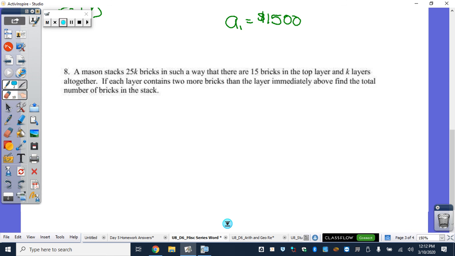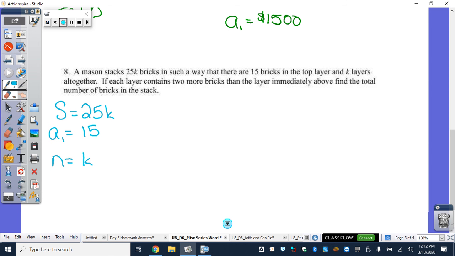So, let's take a look at what we know. We know that the sum of all of the bricks is 25K. K is just a variable. We don't actually know what it is. It's just there. We know the top layer has 15 bricks in it, so A sub 1 is going to be 15. N is the variable K. They said there's K layers worth of bricks in there.